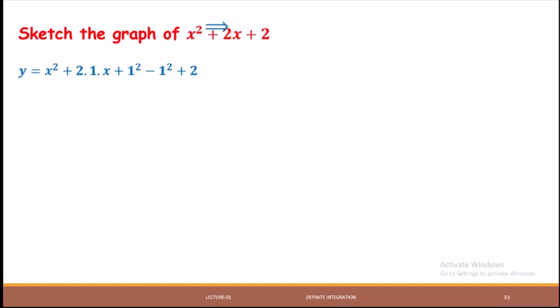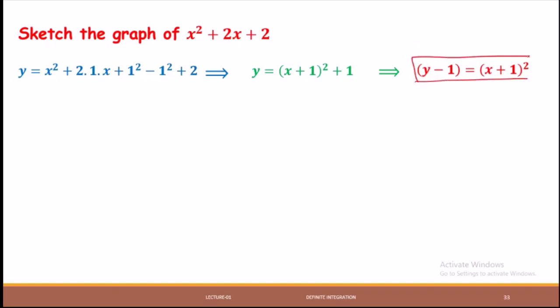Here is the next example. Sketch the graph of y equals x squared plus 2x plus 2. First you have to complete the square. So y equals x squared plus 2 into 1 into x plus 1 squared minus 1 squared plus 2. So after completing the square, we have got this particular form: y minus 1 equals (x plus 1) whole squared.